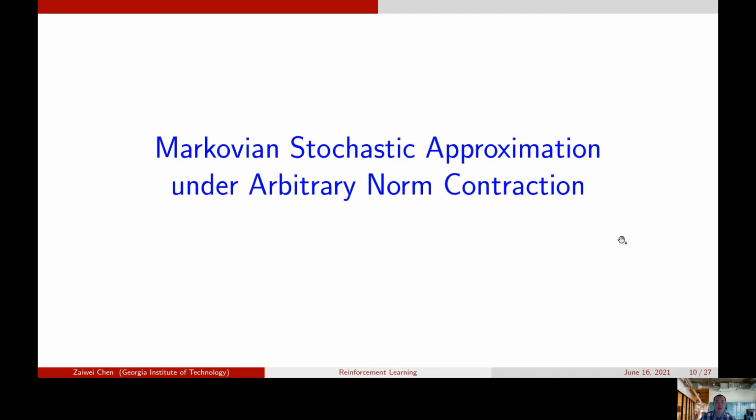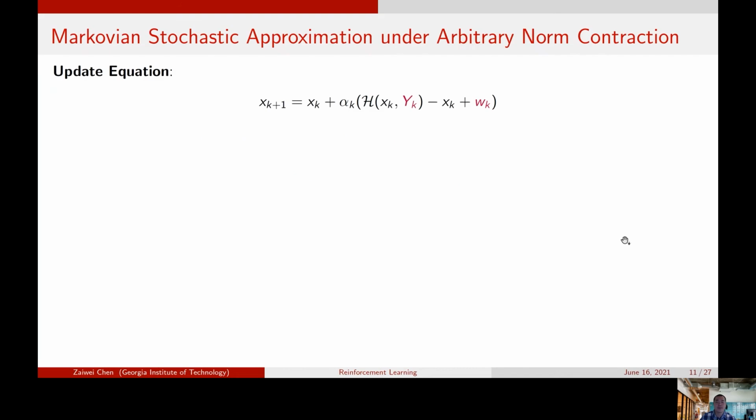Since we have modeled Q-learning algorithm as a Markovian stochastic approximation, we will go ahead and study a general Markovian stochastic approximation algorithm under arbitrary norm contraction assumption, which includes sup norm contraction as a special case. The algorithm we are going to study here is of this form. xk plus 1 equals xk plus step size times h of xk, yk, where yk is some noise, minus xk, plus wk, and wk here is another additive noise. It turns out that both Q-learning and synchronous TD learning we studied earlier can be formulated in this form. And beyond that, other algorithms such as n-step TD, TD lambda, off-policy TD learning algorithms such as V-trace and Q-trace can all be modeled in this form. So this stochastic approximation algorithm enables us to study value-based reinforcement learning algorithms in a uniform manner.